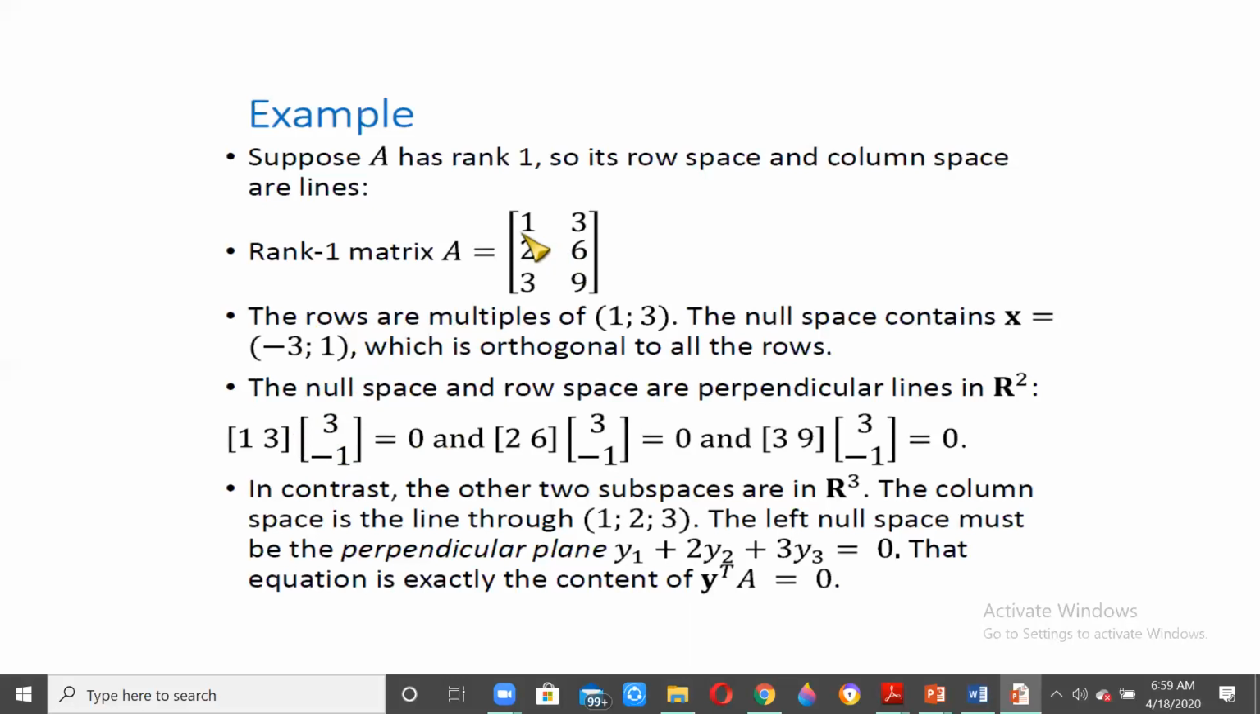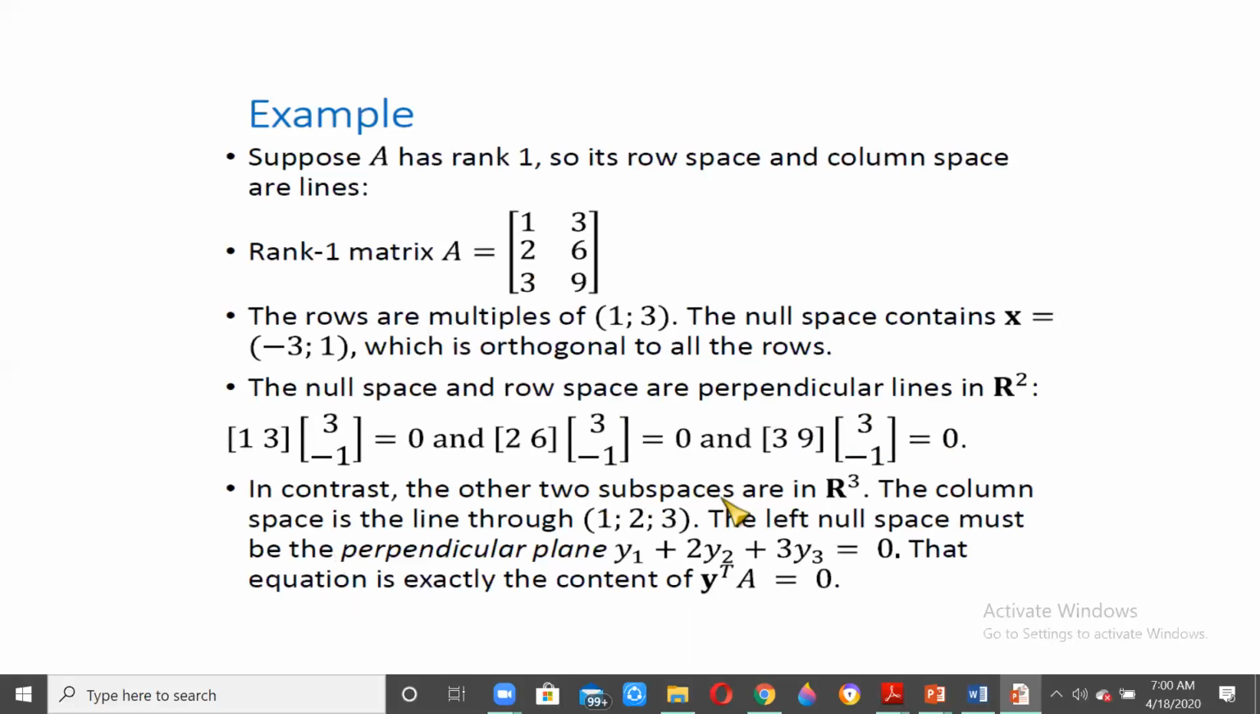That will give us 0. So we get A times the null space value: (1, 3) multiplied by (3, minus 1), (2, 6) multiplied by (3, minus 1), (3, 9) multiplied by (3, minus 1). All these are going to give me 0. That will give Ax equal to 0.